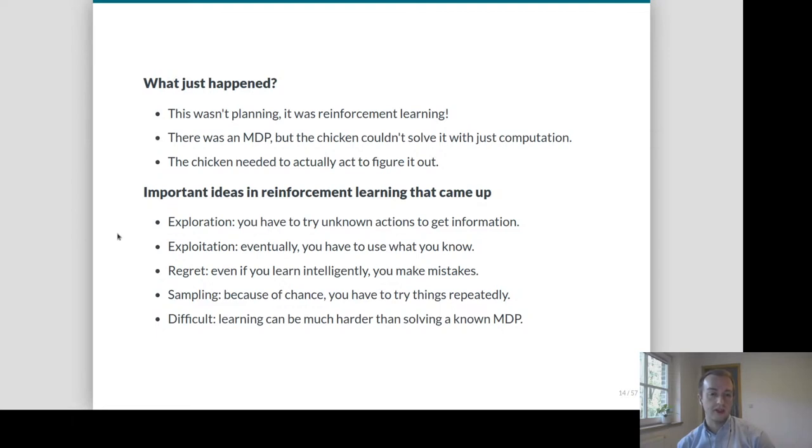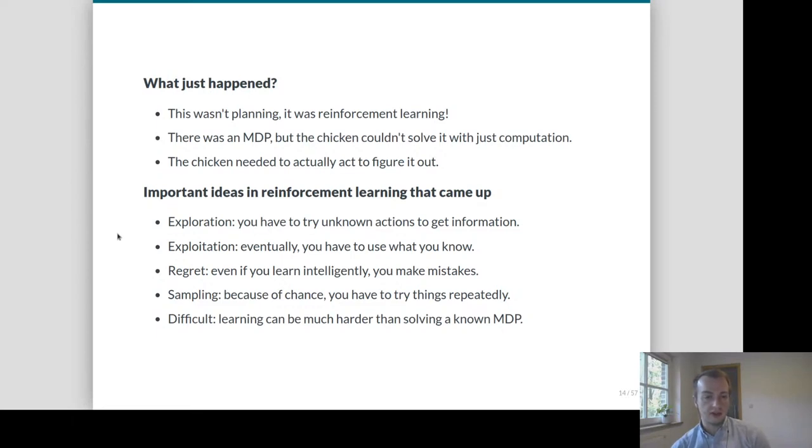So what happened is that the chicken actually needed to act in the environment to actually figure out what would happen depending on its actions, right? So these two videos are actually, in my opinion, a very good illustration of reinforcement learning, because they also illustrate important ideas that we require when we want to formally solve these kinds of problems.